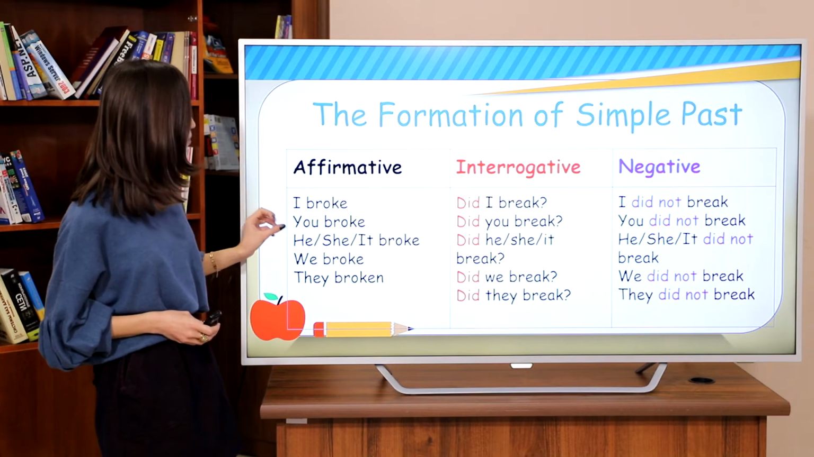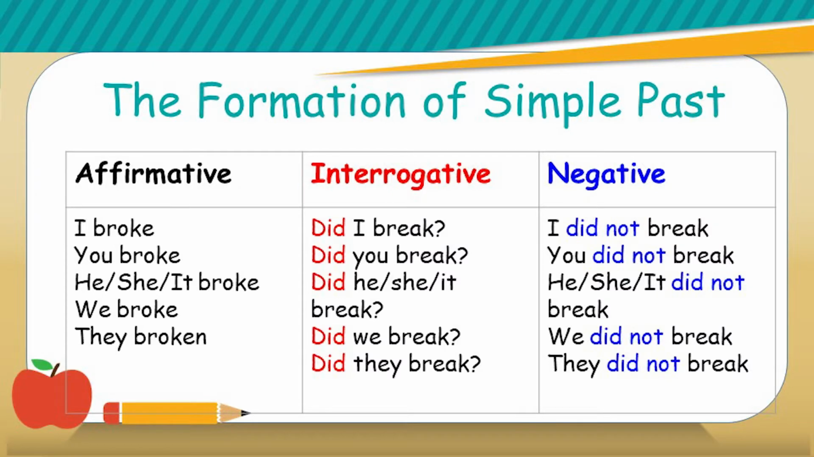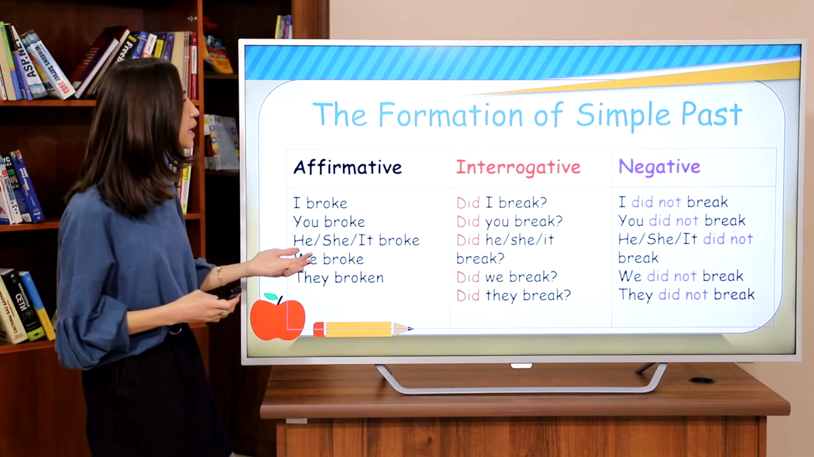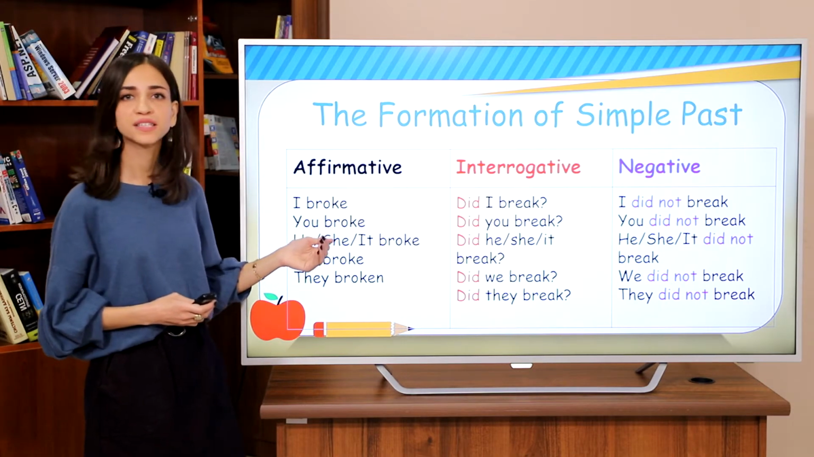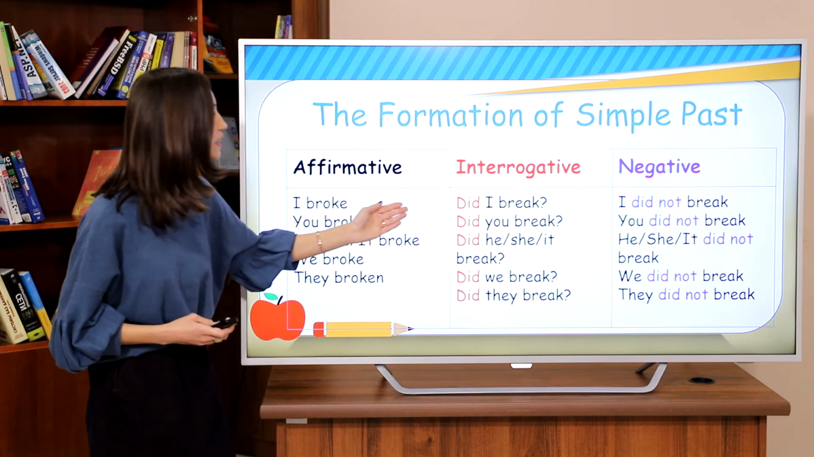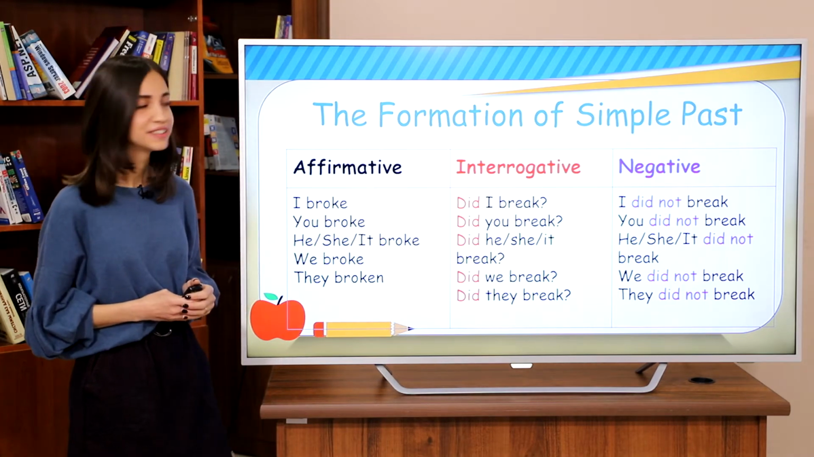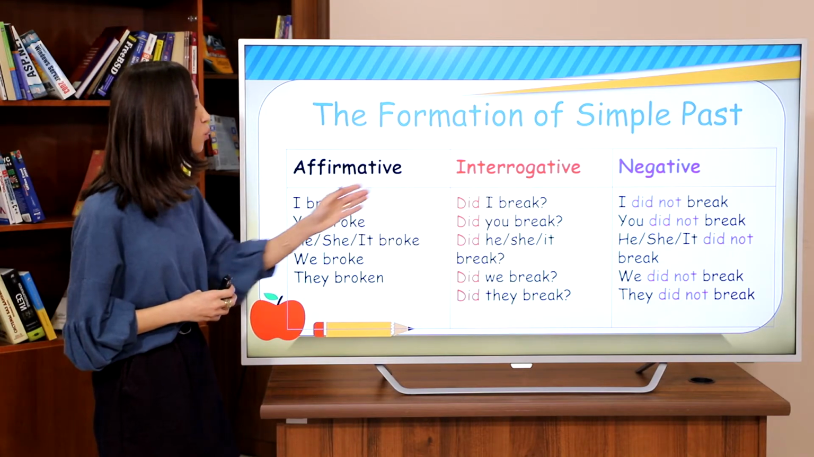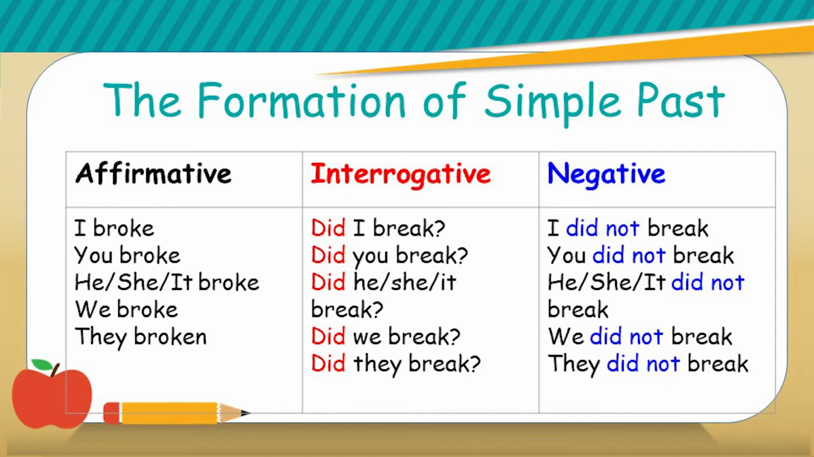I broke, you broke, he, she, it broke, we broke, they broke. Next, the interrogative. So, let's understand, how can we make up the interrogative of past simple? What do you see here? Did. Yes. So, did I break? And what do we notice here? That the verb is in its usual form. Did you break? Did he, she, it break? Did we break? Did they break?